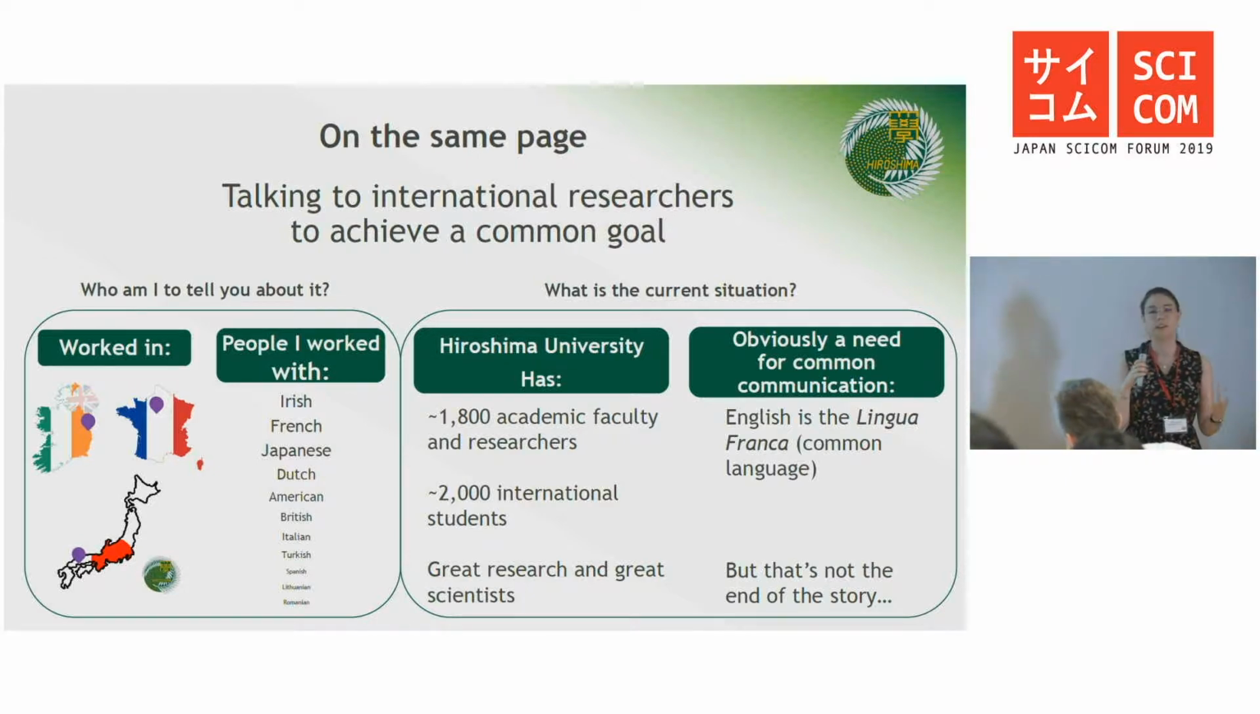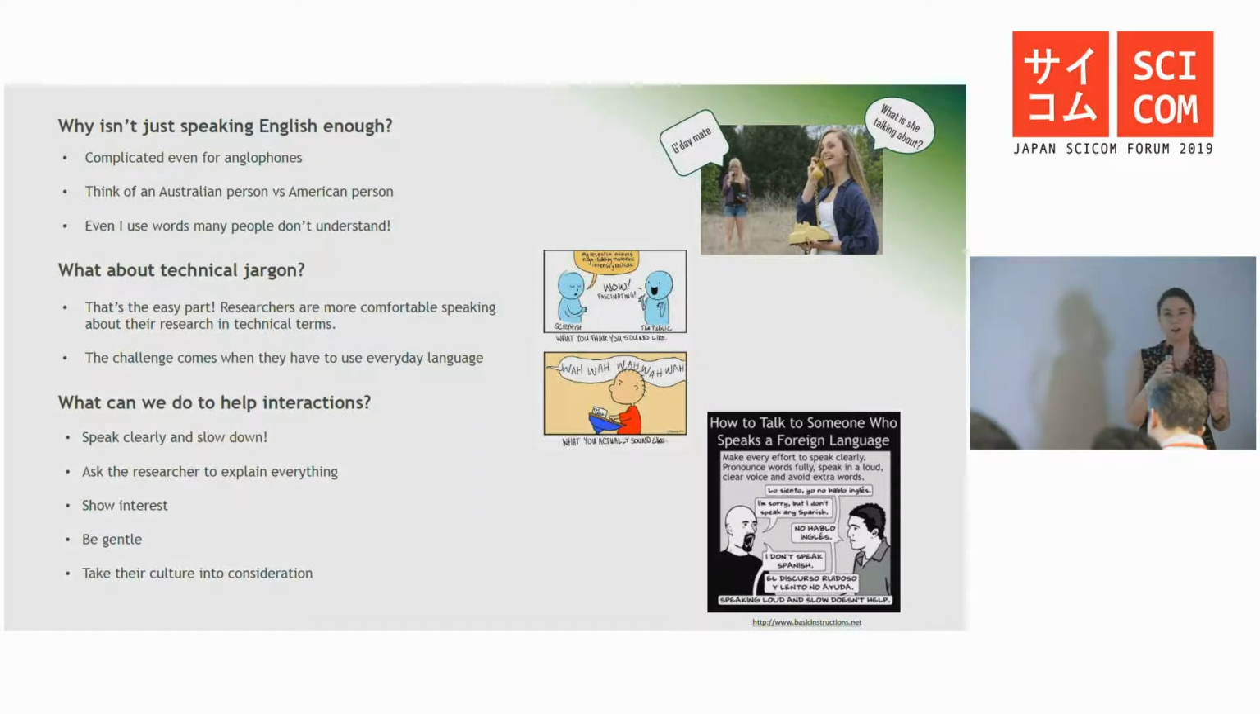Having good communication between those two is very, very important and very important to me. So obviously there's a need for common communication between the communicators and the scientists. And English is what's called the lingua franca, which means it's the common communication between everybody. But just speaking English is not the end of the story. The communication story is much more difficult and much more nuanced than that. So why isn't speaking English enough?